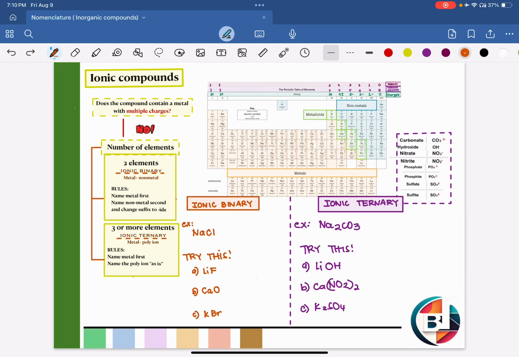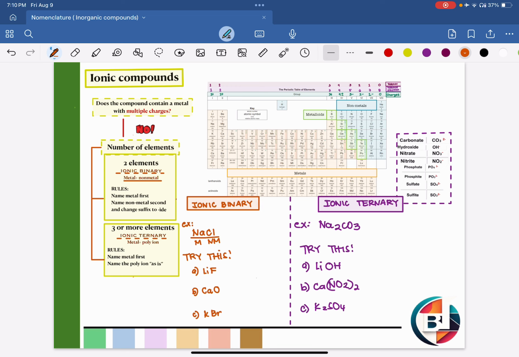After answering the question, does the compound contain a metal with multiple charges? No. The next thing you need to take note of is to count the number of elements. If it has two elements, it is termed as an ionic binary, and it is composed of metal and non-metal. For example, we have here your Na, which is your metal, and your Cl will be your non-metal.